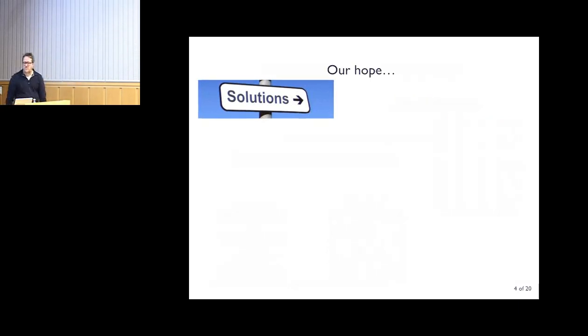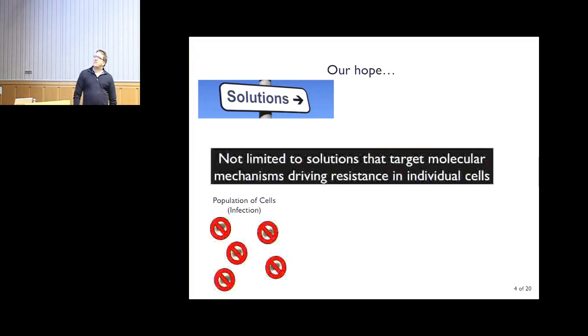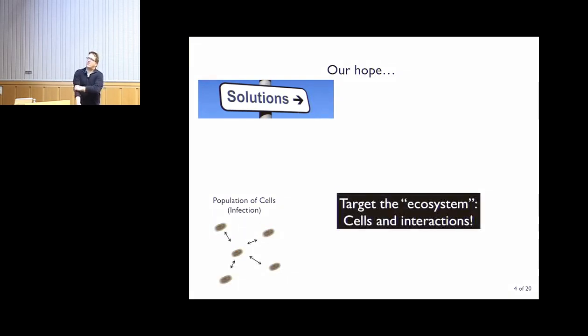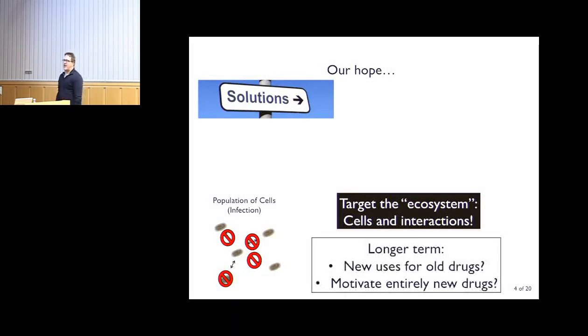Now, our hope with this, and this is admittedly optimistic, but I want to at least tell you what we're dreaming of. Our hope here is that if we have a population of cells, we don't have to rely purely on solutions that target molecular mechanisms within individual cells. We can potentially instead look also at solutions that target the ecosystem, that target the way these cells interact. And so that's sort of our goal. That's our hope. That's our dream, I guess.